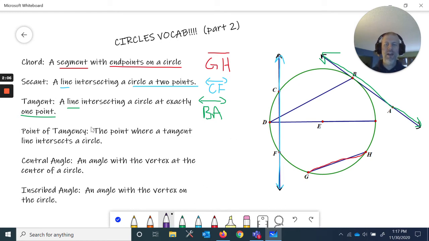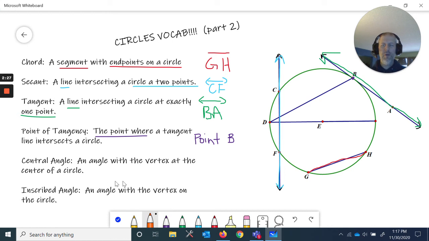And that leads us to the next term, a point of tangency. And that's actually the point where the tangent line intersects. Okay, so point B right there. That is the point of tangency. We know a tangent line intersects at 1 point. Name that point, point B in our example.